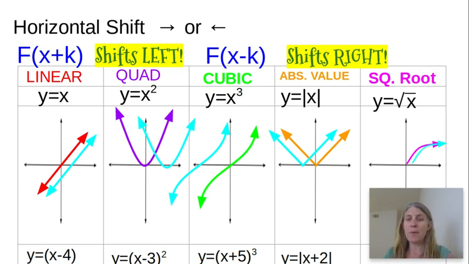Our last one here, we're moving to the right. Once again, we look up here, and if it's going to the right, it's going to be minus that number. And it's all going to be underneath the square root in this case. So it's going to be y equals the square root of x minus 1 because it moved to the right.